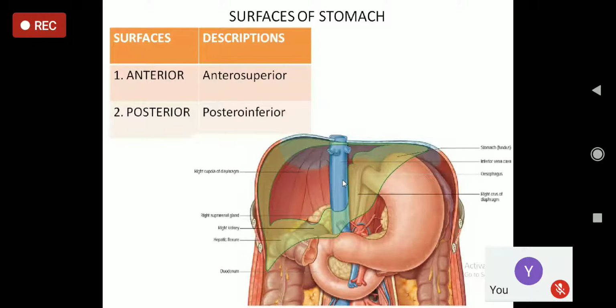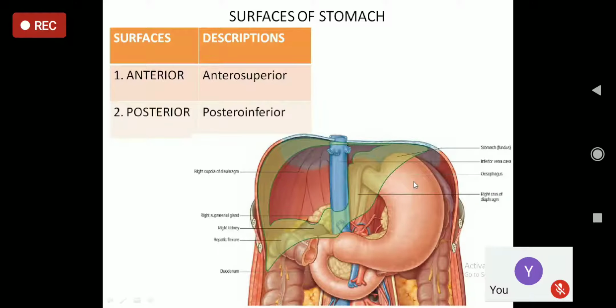Then the surfaces of the stomach. Actually, the stomach is not exactly vertically placed, so we cannot directly say anterior and posterior surface. One of the surfaces is directed more anterior-superior, and the other surface is directed reciprocally posterior-inferior. And actually the position of these surfaces depends on the amount of food that we ingest.